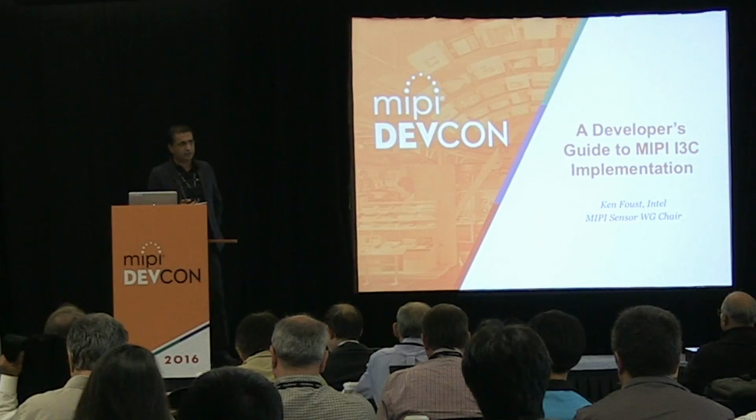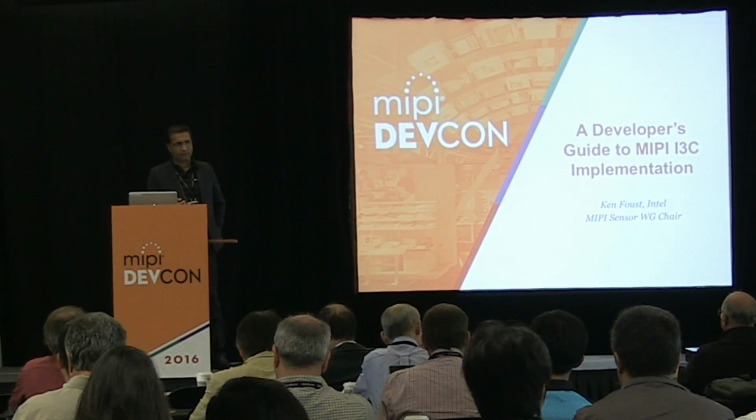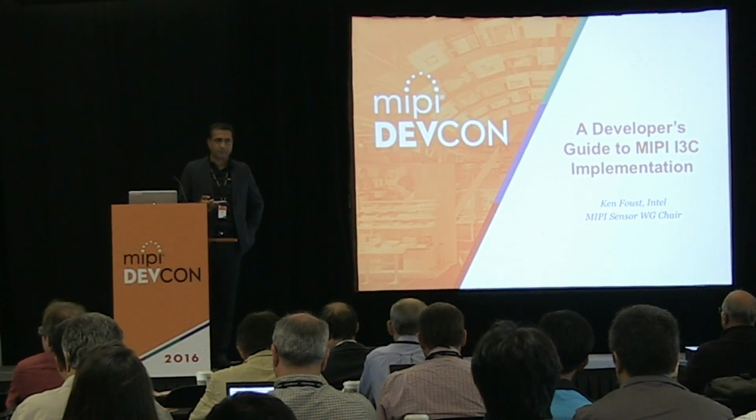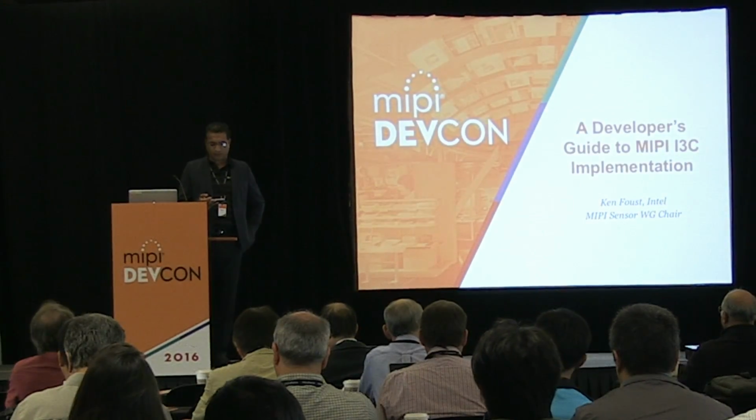Ken Foust is a sensor technologist and researcher at Intel. He leads sensing initiatives across Intel's product portfolio and R&D labs. He's also the chair of the MIPI Sensor Work Group. Previously, Ken was a director at Kyonix. He started his career at IBM and received a BSEE degree from Alfred University. Please welcome Ken Foust.